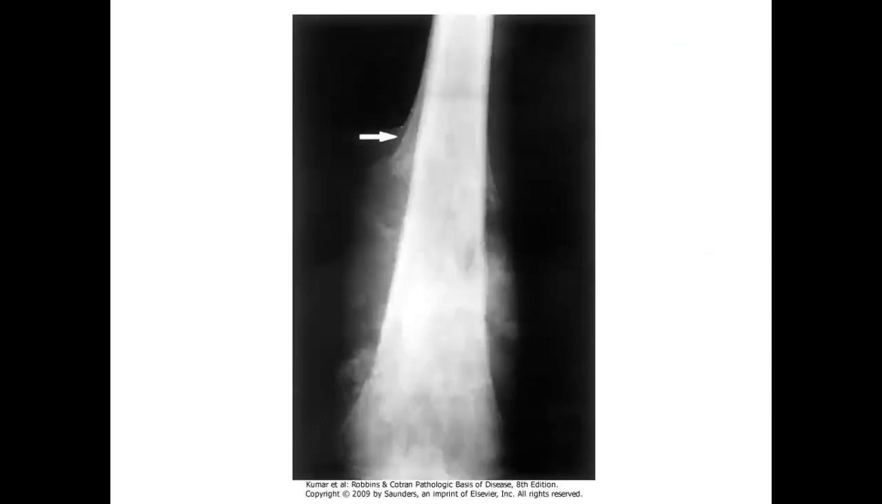So this is the X-ray of a patient showing a raised triangular lesion, lifting of the periosteum by the enlarging tumor mass, and this is a triangle. This triangle is called Codman's triangle. This is seen in osteosarcoma.